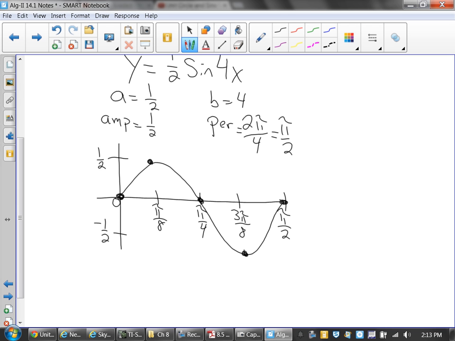What is the maximum value here? 1/2, good. What's the minimum value? Negative 1/2. What are your x-intercepts? 0, pi over 4, and pi over 2 would be your x-intercepts. Those are basically your 5 main points that you're going to plot for every one of these. Every one of these graphs can have the same basic shape, just in different ordered pairs.